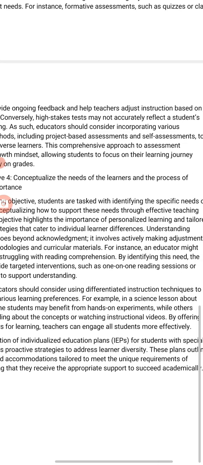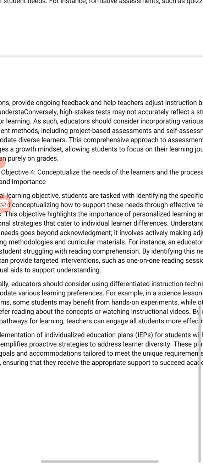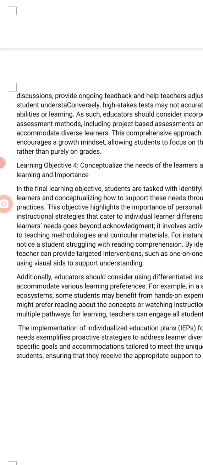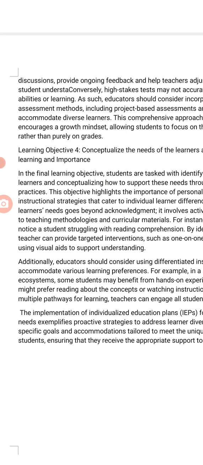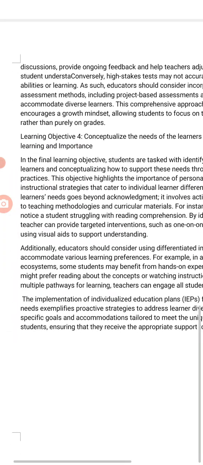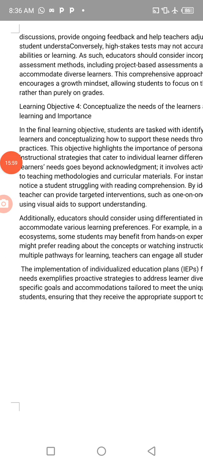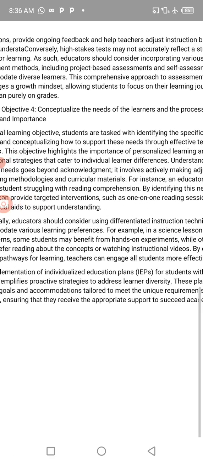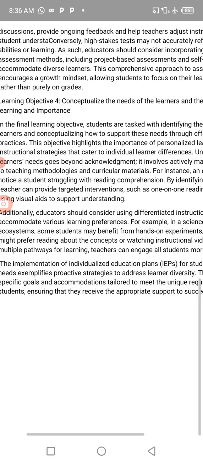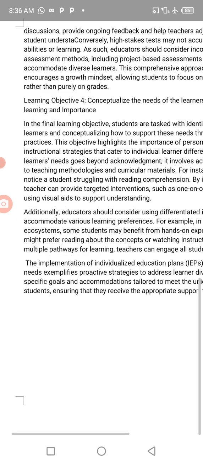So as such, educators should consider incorporating various assessment methods, including project-based assessment and self-assessment, to accommodate diverse learners. As an educator, you can incorporate project-based learning to assess your students. This comprehensive approach to assessment encourages a growth mindset, allowing students to focus on their learning journey rather than purely on grades.